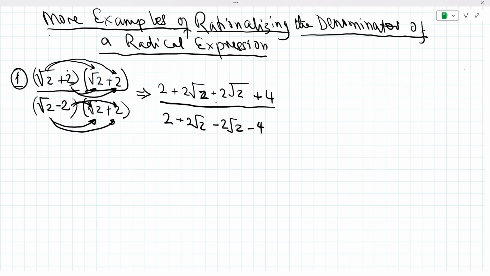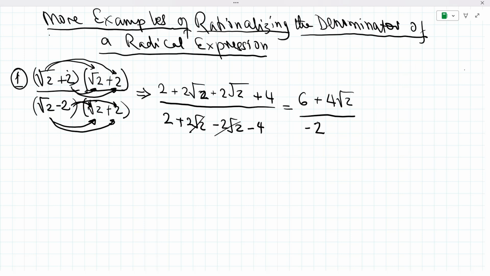So we can simplify the top by saying 2 plus 4 will give us 6, and then plus 2 root 2 plus 2 root 2 will give us plus 4 root 2. And this is all divided by positive 2 root 2 minus 2 root 2 will cancel out, and then 2 minus 4 will give us minus 2.